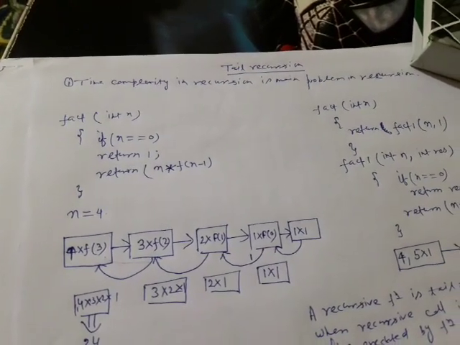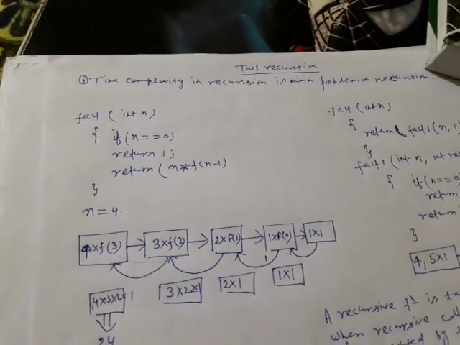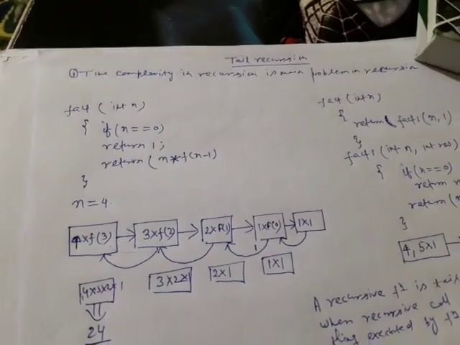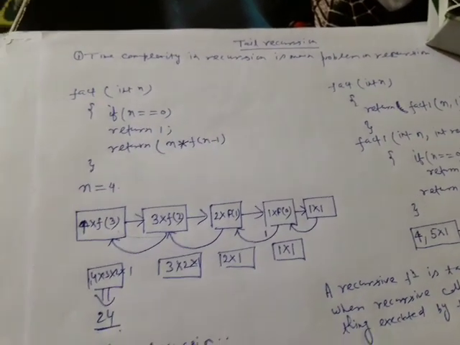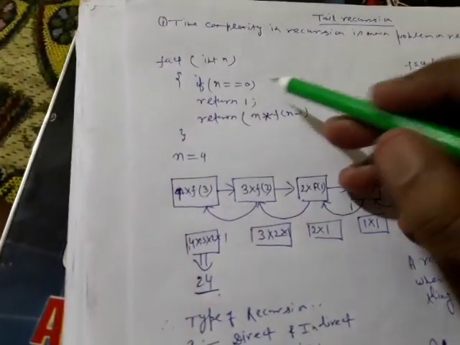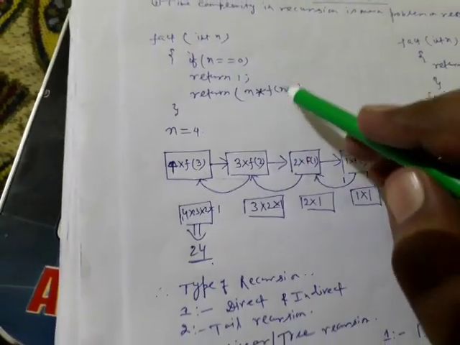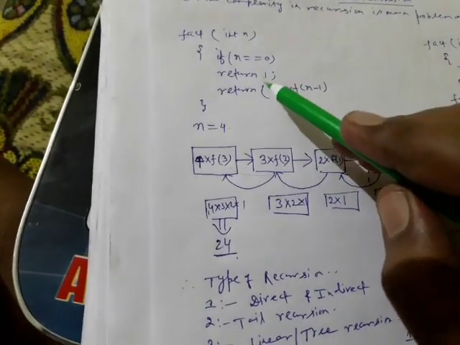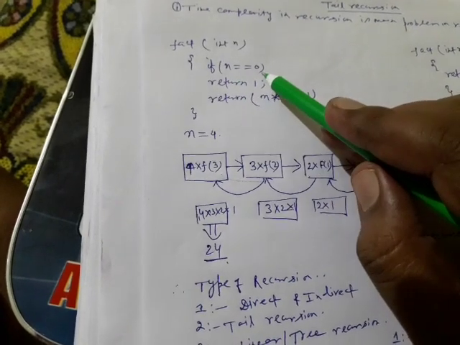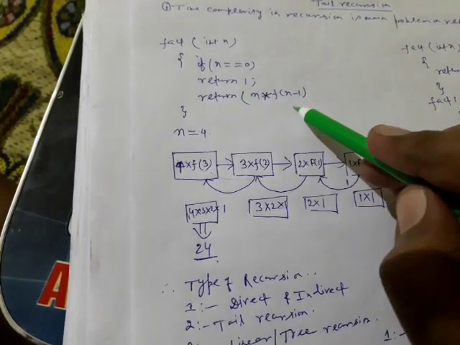Before going to the definition of tail recursion, I will explain the process, and then I will go to the definition of tail recursion and the different types of recursion. We can see here what we are doing: we are finding the factorial of a given number. If n equals 0, this is the base case, and this is the recursive case.